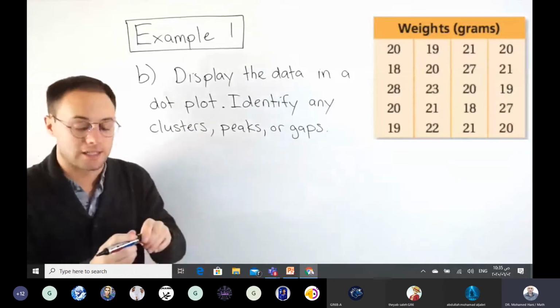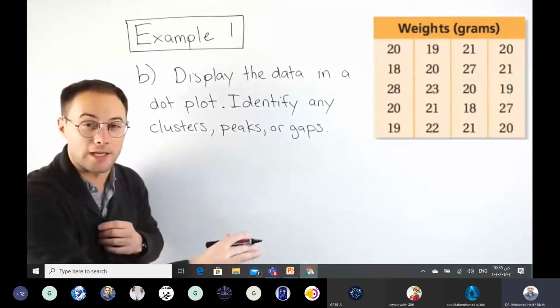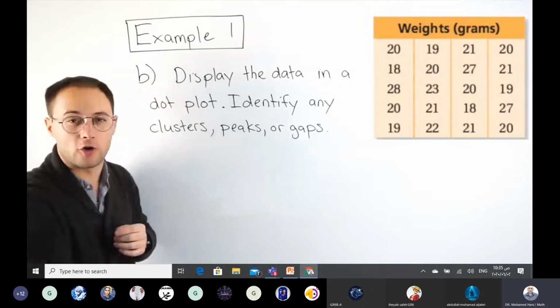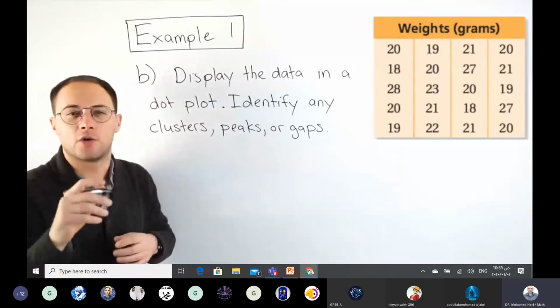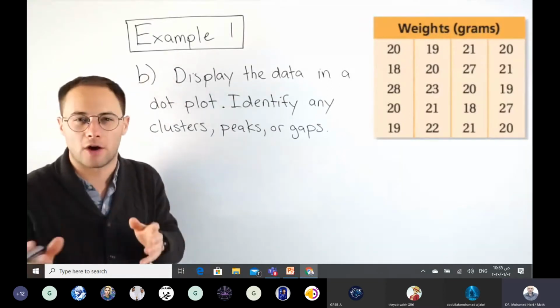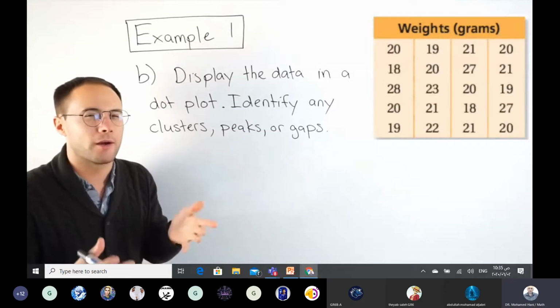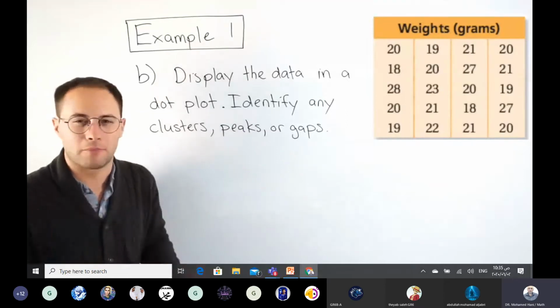A dot plot is basically, you have a number line, it could be horizontal or vertical, and then you use dots to show where the different data values are. It's kind of like, a little bit like a bar graph, except with dots instead of bars.